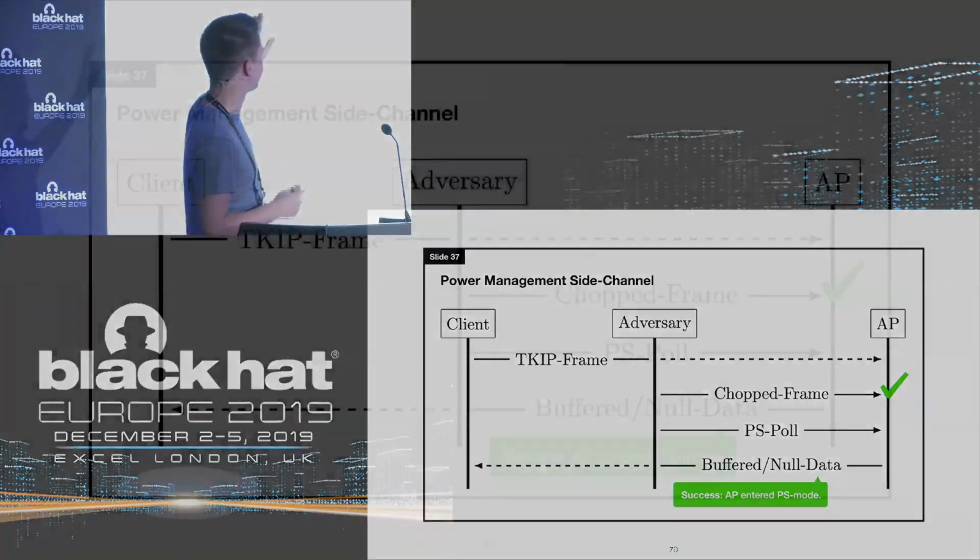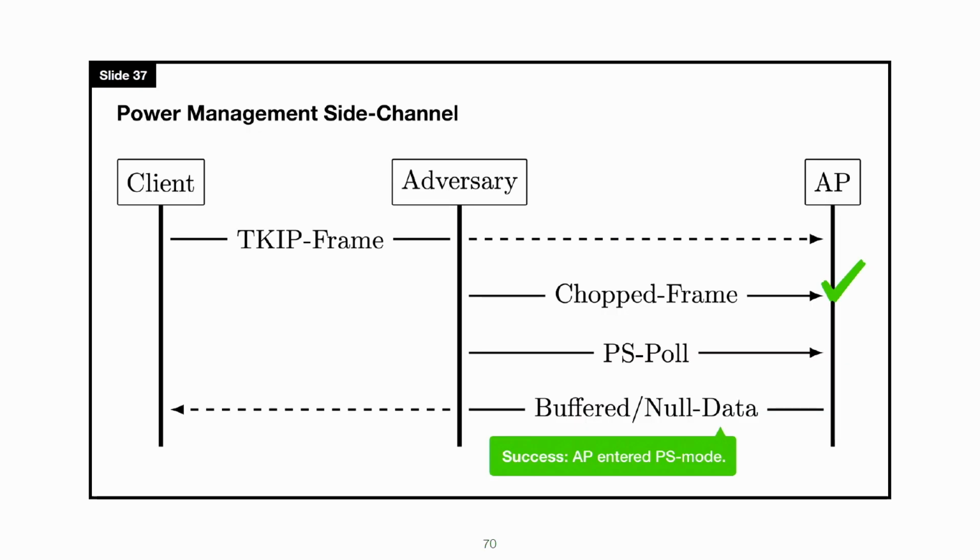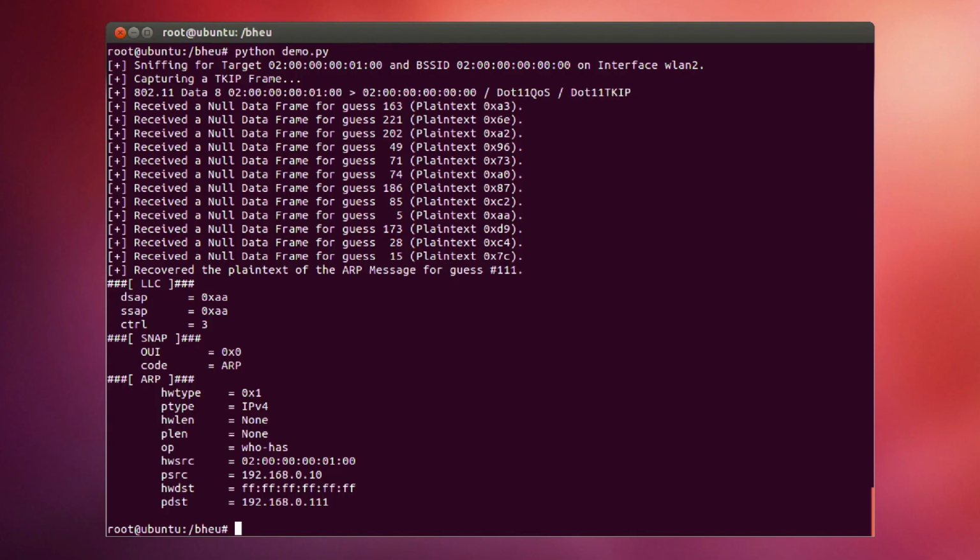What I wanted to show, and this is all published on GitHub at this URL, is all the information. It's very easy to set up the demonstration. All the scripts to set it up are there, so that should work nicely. The side channel that is described on the GitHub is the power management side channel. And if you execute this, this is what it looks like.